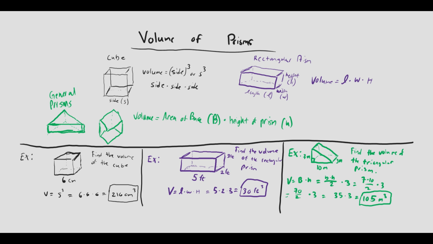And lastly, for the volume of the triangular prism, area of base times height, the base is that triangle with a 7 height and 10 base, so 7 times 10 divided by 2, since it's a triangle, 70 divided by 2 is 35, and then you're going to times it by 3, which is the height of the figure, which is 105 cubic meters.